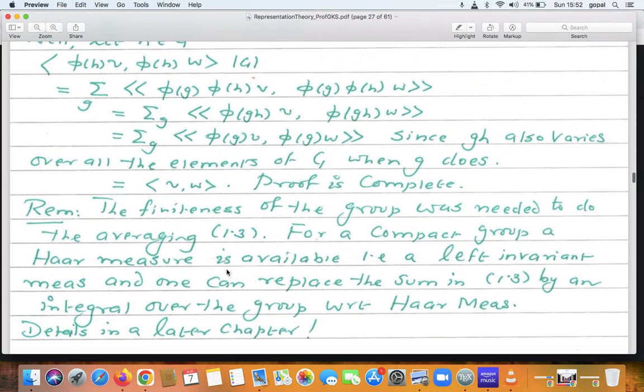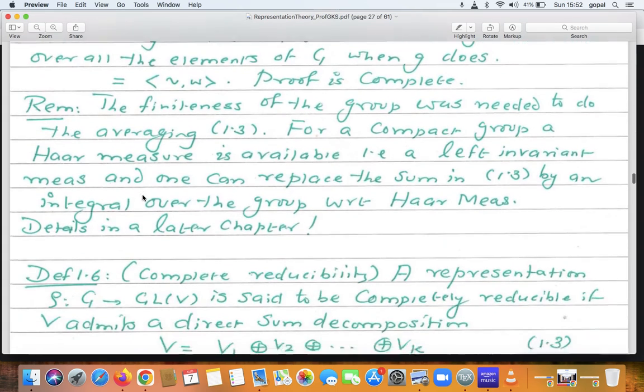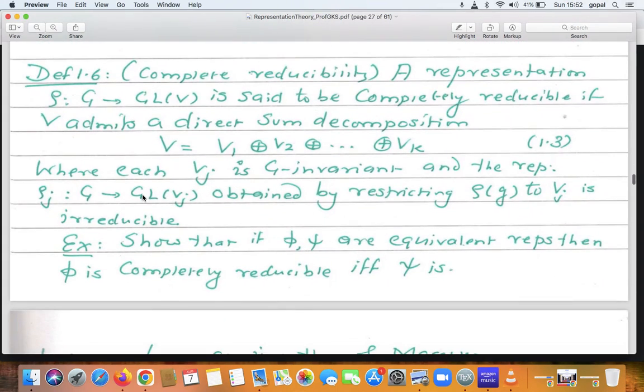For a compact group, we have a Haar measure that's available, and one can use the Haar measure to do the averaging. The summation will become an integral. The details will come in a later chapter.